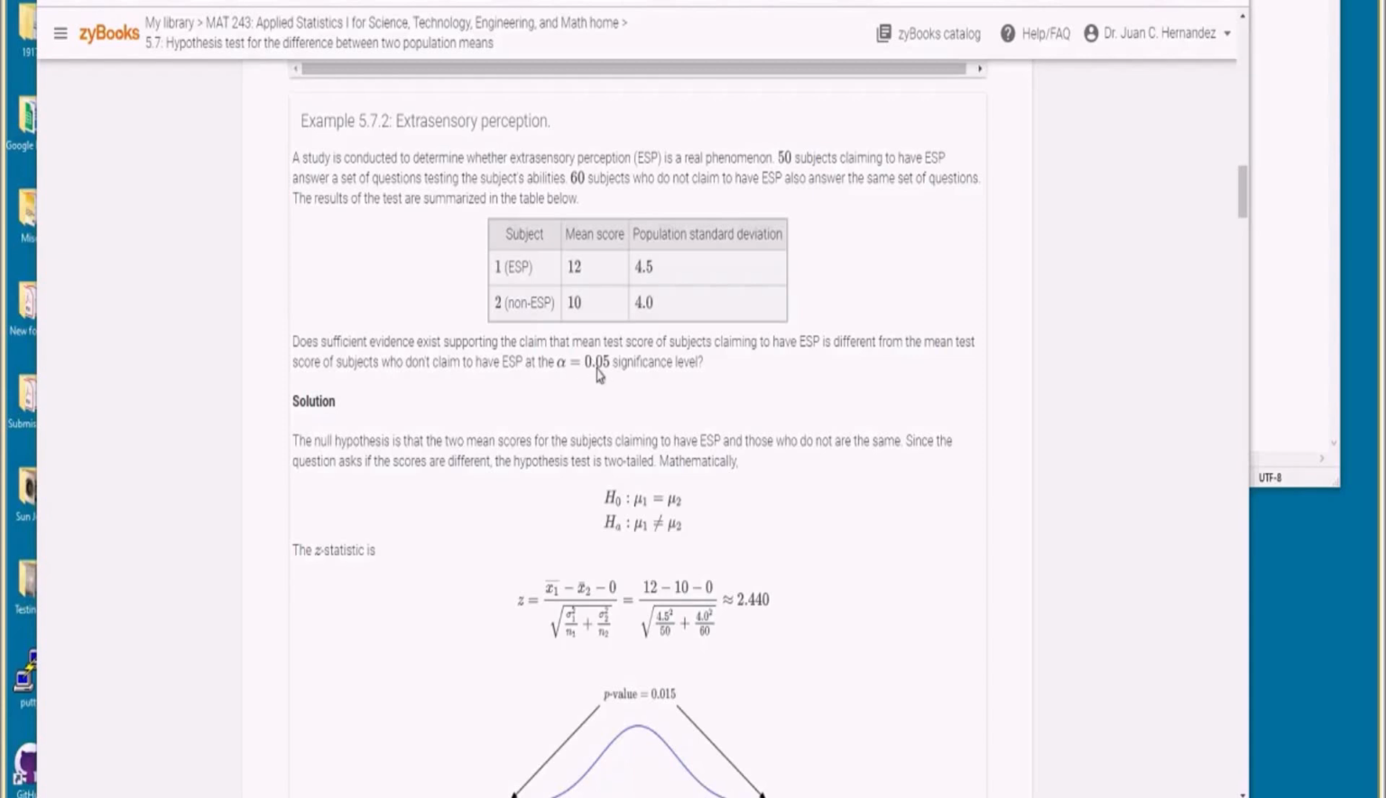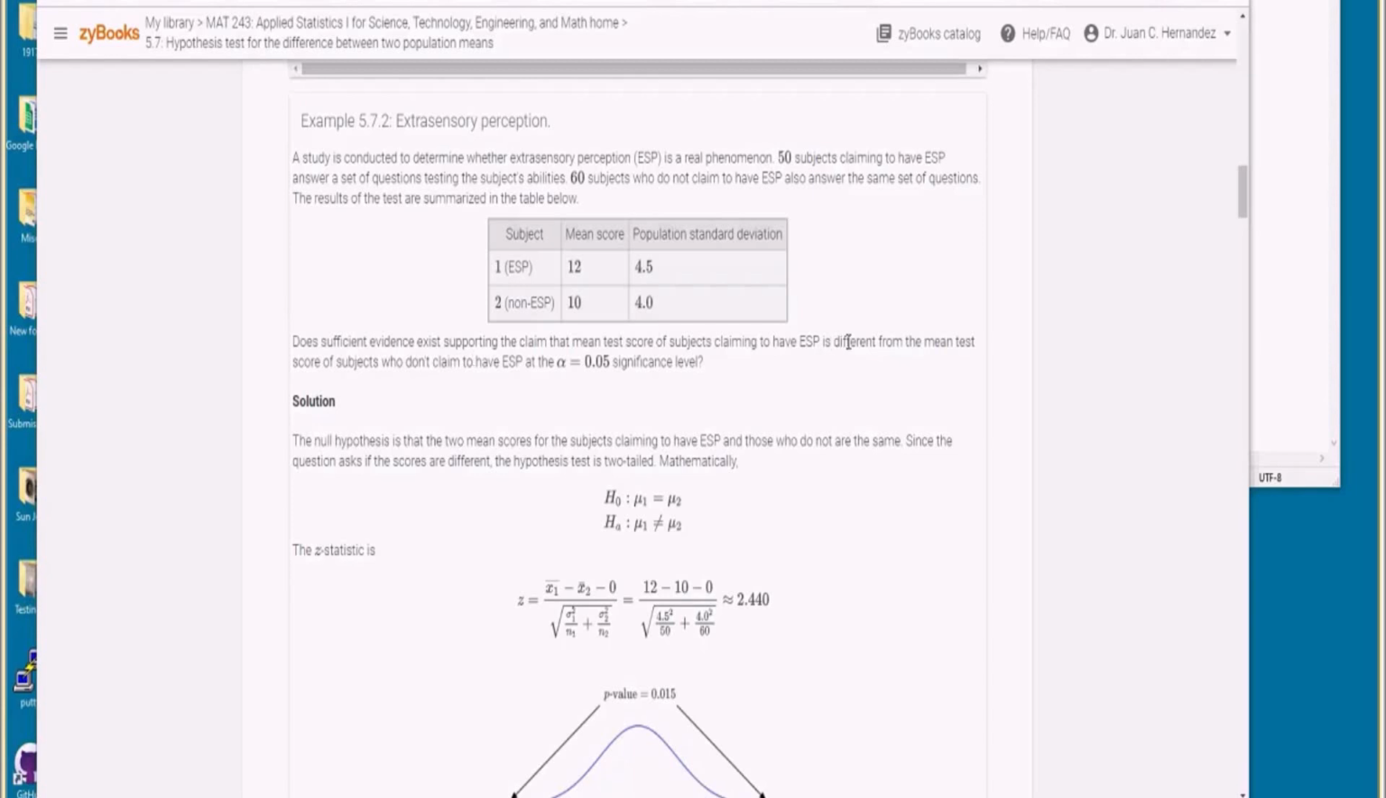Alpha is given as 0.05. So again, we start off with the null hypothesis. The null hypothesis is that the population mean of the ESP group is the same as the population mean of the non-ESP group. And the alternative will be set as not equal, because based on the problem statement, we're trying to see whether the mean score of the ESP group is different than the mean score of the non-ESP group.